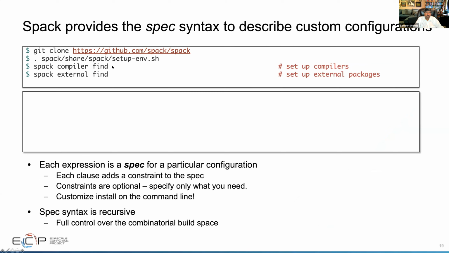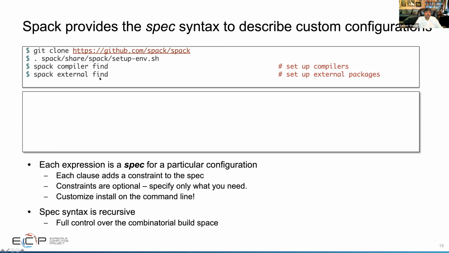There is a .spack directory. It has a compilers.yaml file where these compilers can be stored. And when you say compiler find, it just finds the different compilers and then stores them in this compilers.yaml file in the .spack directory. You can also say spack external find, and then it sets up external packages. So you don't need to install packages like tar or CMake from source. You can just pick up the packages that are already pre-installed in your system. So that cuts down on the build time.